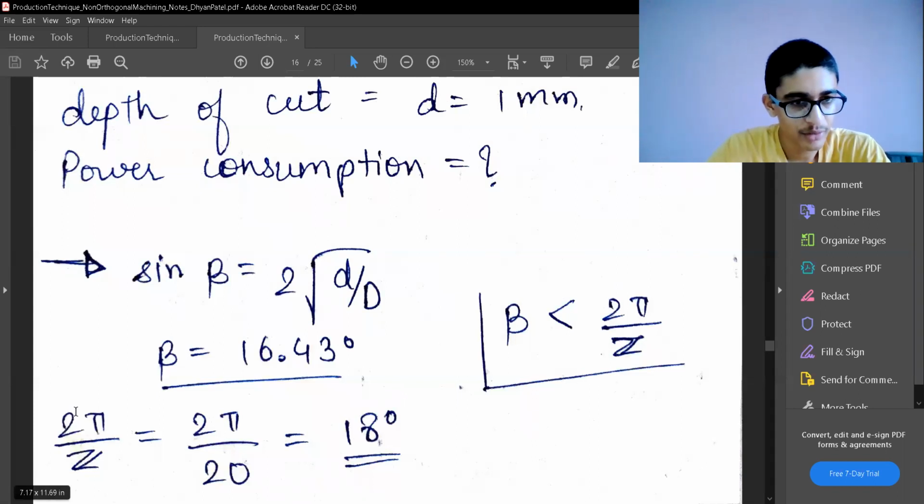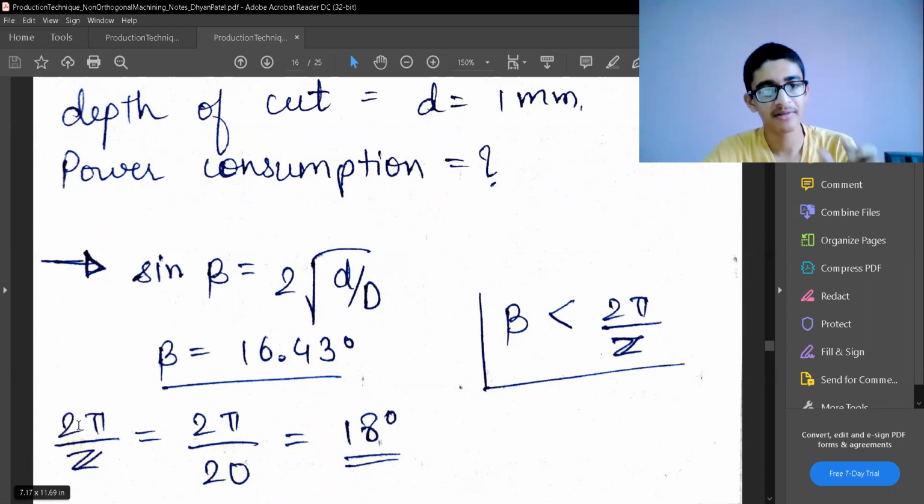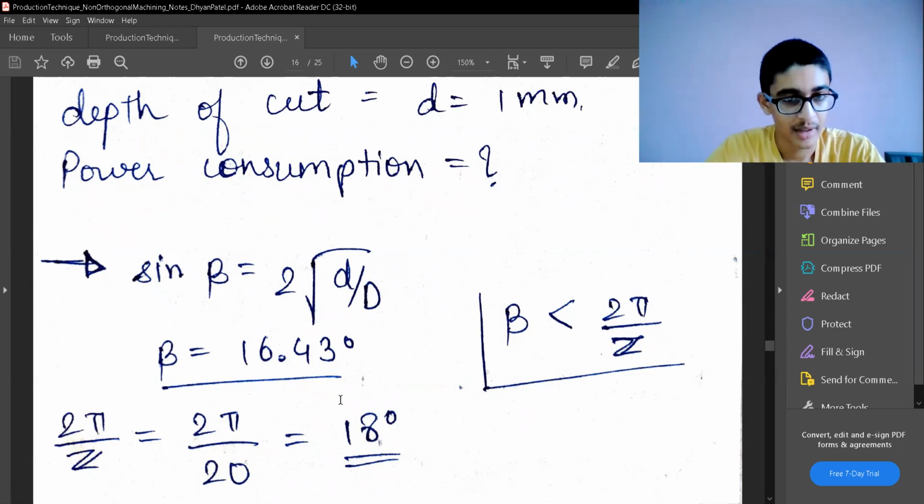And let's look at one more angle, which is 2 pi by z, where z is the number of teeth. So what does this mean? This is the angle covered by a single tooth. So that comes out to be 18 degrees. That means that my beta angle is less than 2 pi by z, the angle of a single tooth.